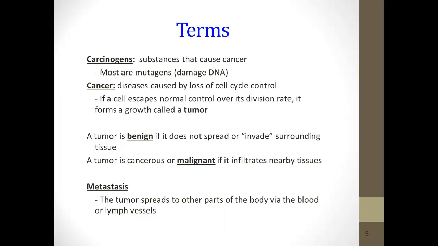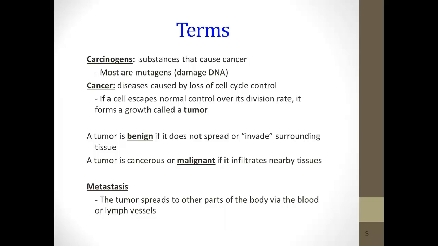So some terms to keep in mind as we go forward. A carcinogen is a substance that causes cancer or leads to mutations or damages the DNA of the cell. Cancer is actually the term we use to define the disease that is caused by a loss of cell control. And so what we mean by this is that the cell escapes normal control over its division rate. And so because of this, there is a growth of tissue, and we call that tissue the tumor.